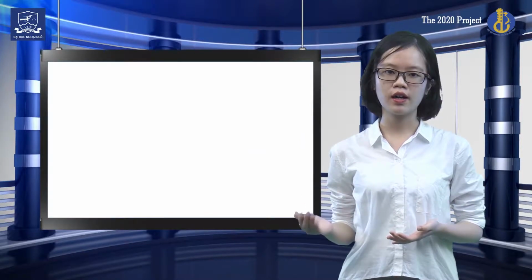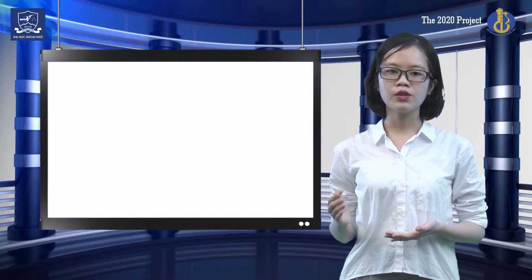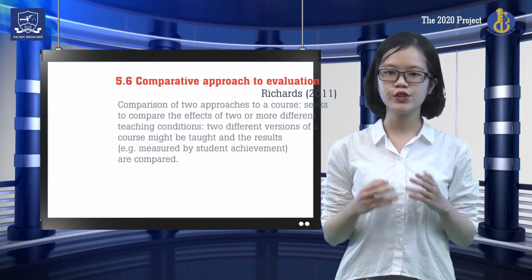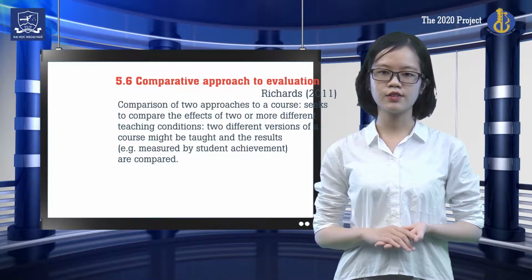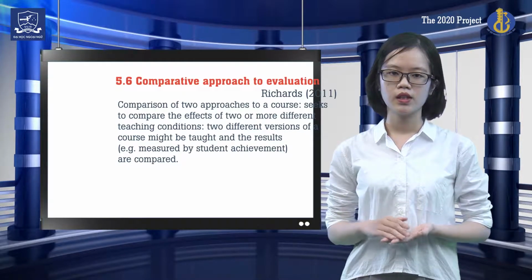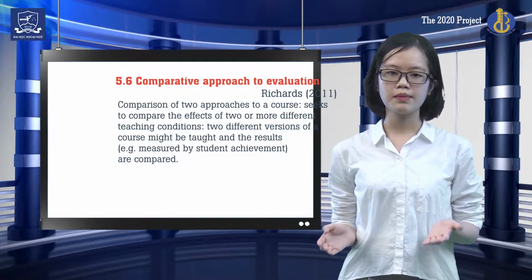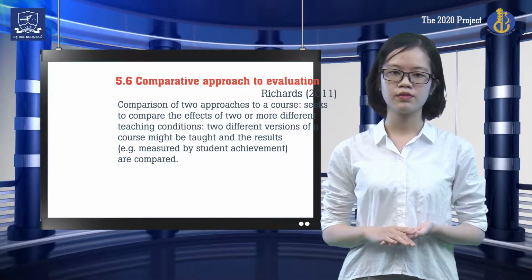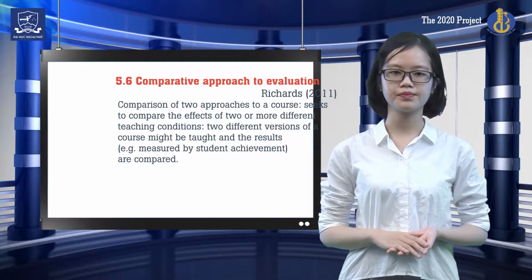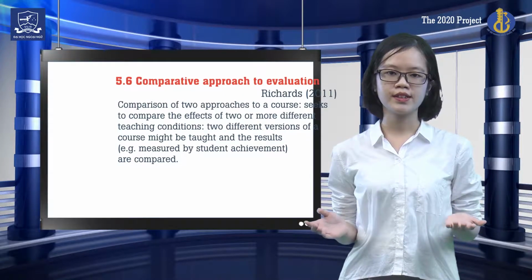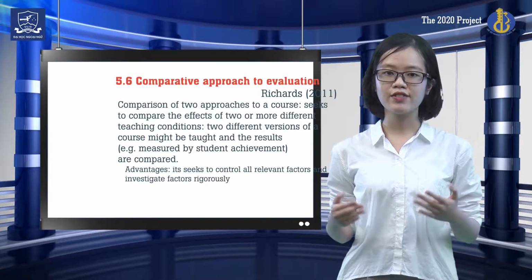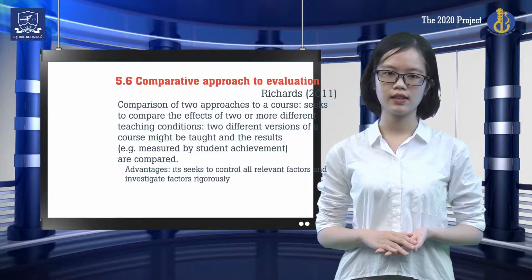Besides the aforementioned types of evaluation, there is also a comparative approach to evaluation, which seeks to compare the effects of two or more different teaching conditions. Two different versions of a course might be taught, and the results, for example, measured by student achievement, are compared. Advantages of this approach are that it seeks to control all relevant factors and investigate factors rigorously.